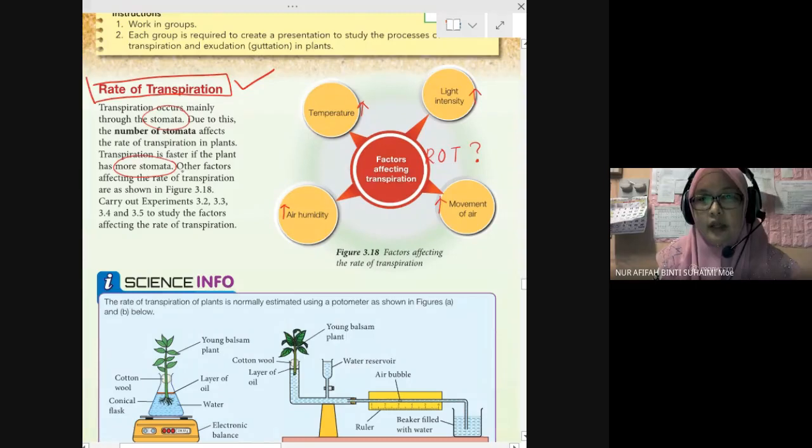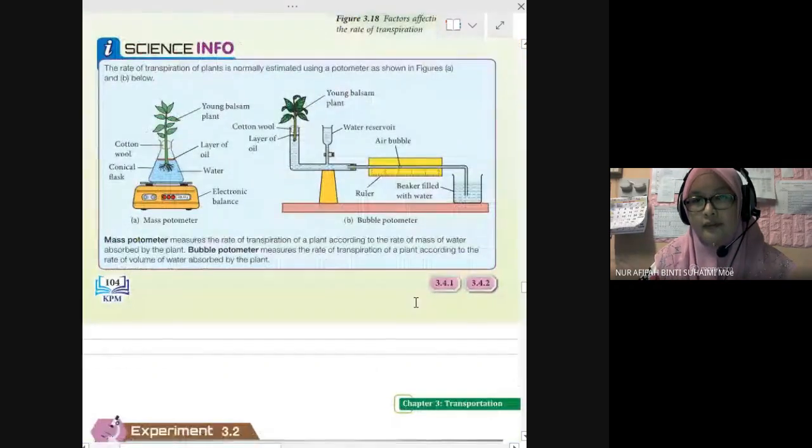Now, other than the number of stomata, we have 4 other factors: temperature, light intensity, air humidity, and movement of air.